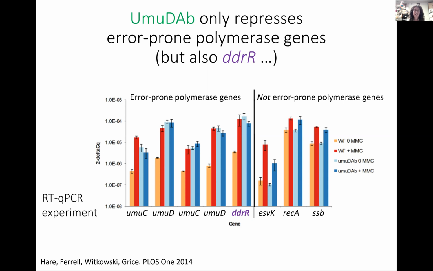For the genes on the left-hand side, all of our genes were dysregulated in the UmuD-AB mutant. The blue lines represent what we saw for these genes being expressed in a UmuD-AB mutant. So that was a surprise, that it was actually repressing the activity of these genes. On the right-hand side of the graph, though, we realized that UmuD-AB wasn't in control of all the genes that were responsive to DNA damage. Only this small group of UmuD and C error-prone polymerase genes, and itself, UmuD-AB, and DdrR.